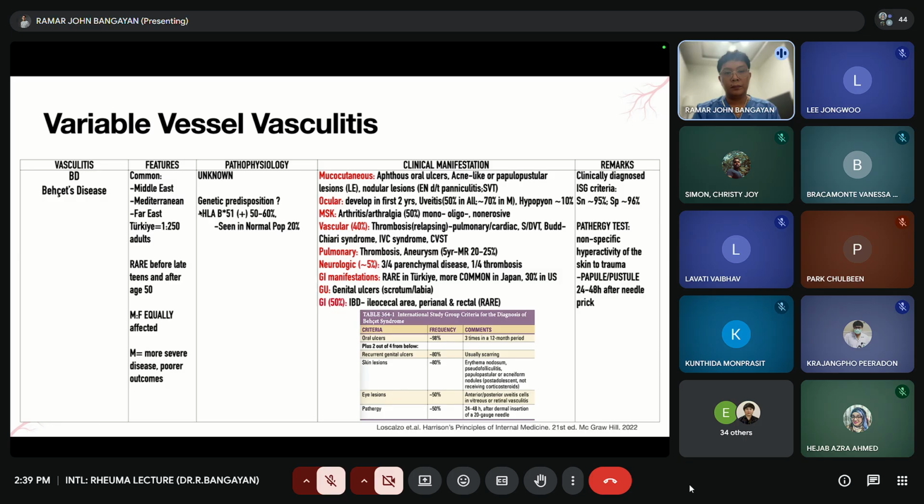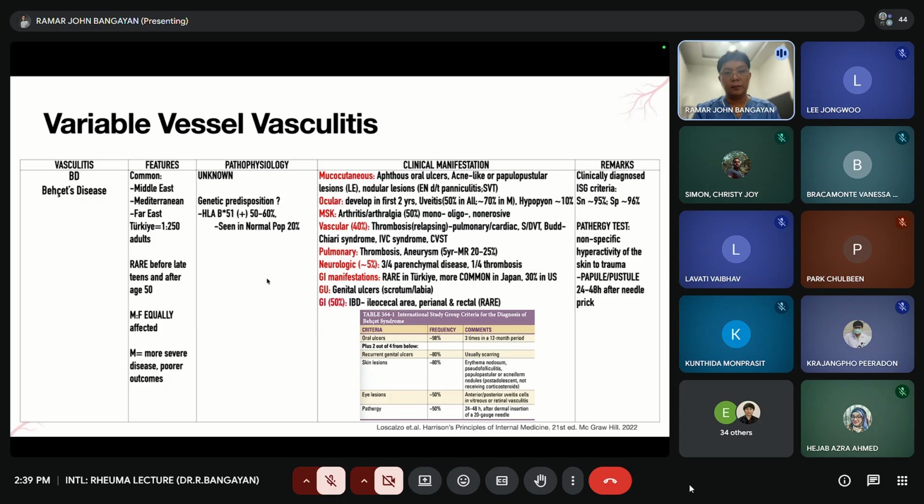Okay, it's common among this population, the ones located in the Silk Road, owing to the presence of HLA-B51. At least 50 to 60% of these patients have HLA-B51 positivity. But HLA-B51 can be seen in the normal population at around 20%. The pathophysiology is still unknown, but again, it can be genetic, environmental, and dependent on the susceptibility of the patient.